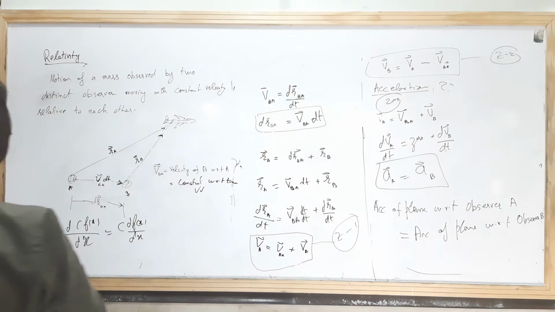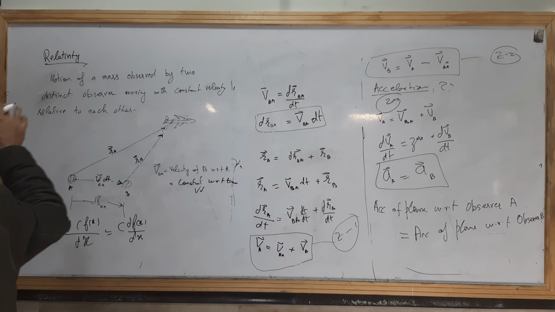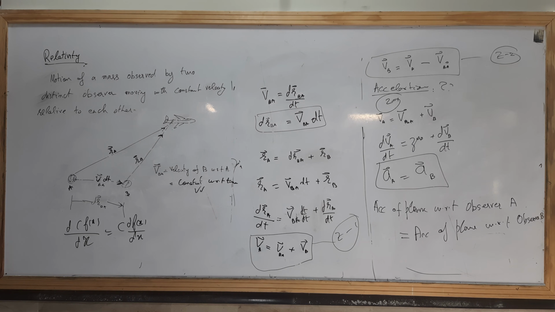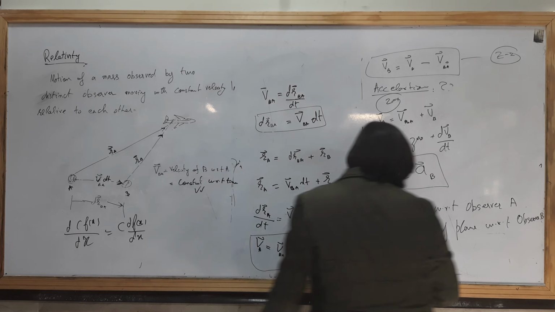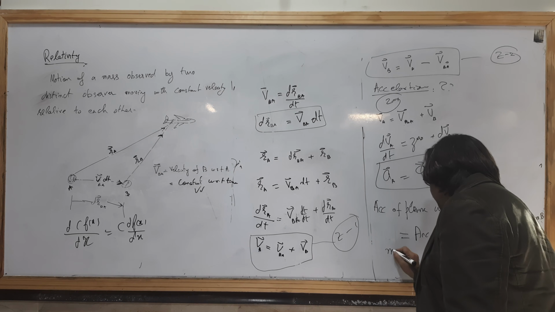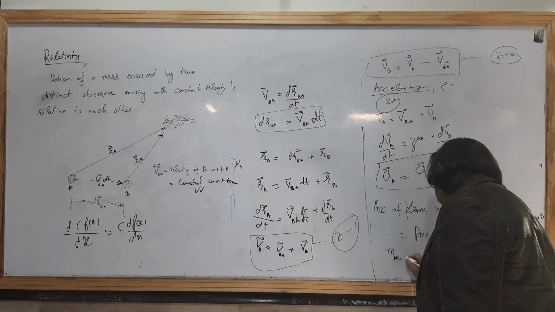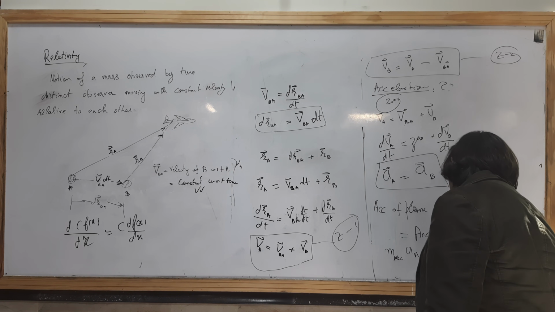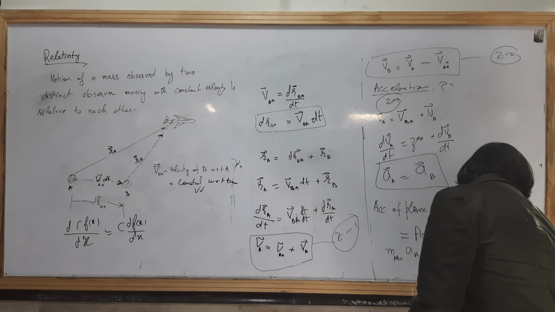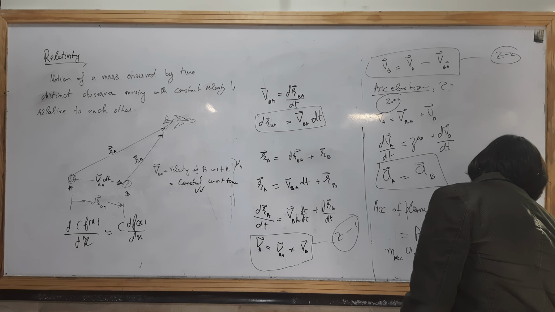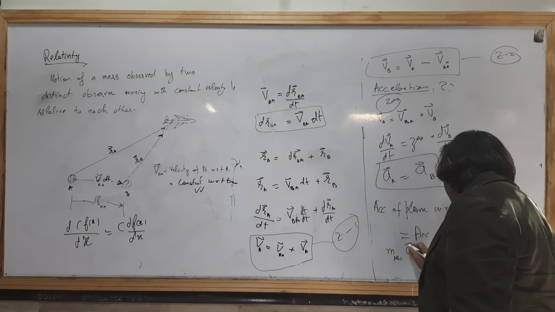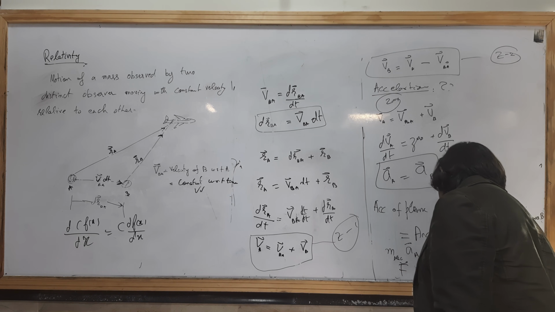So if I consider that the plane has a mass m0, and I multiply both sides by the mass of the plane, then the force will be the same, even the force will be the same.